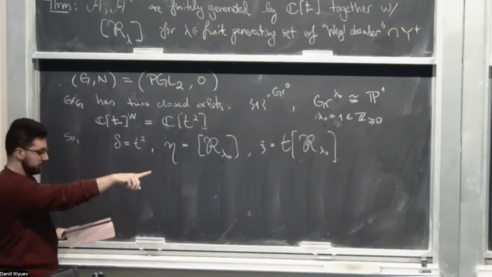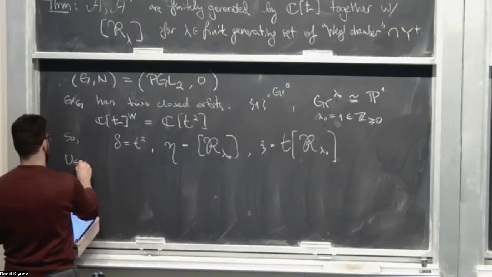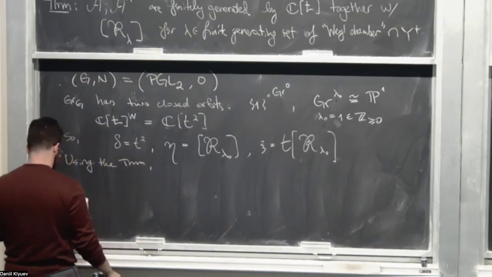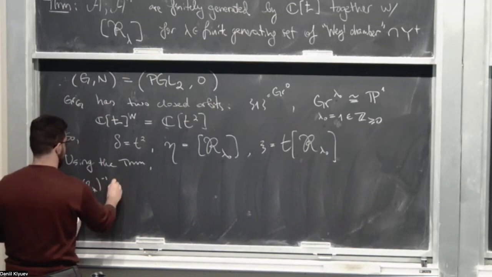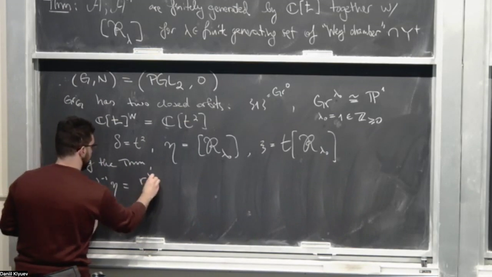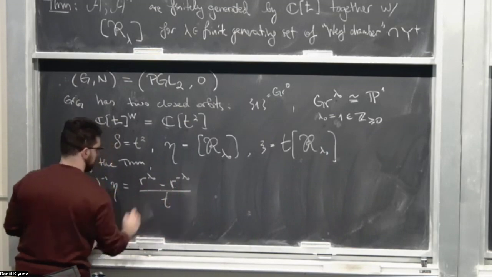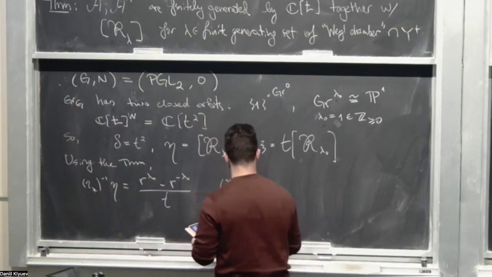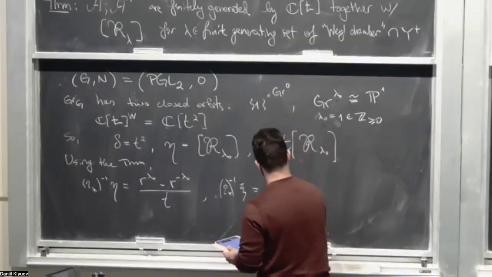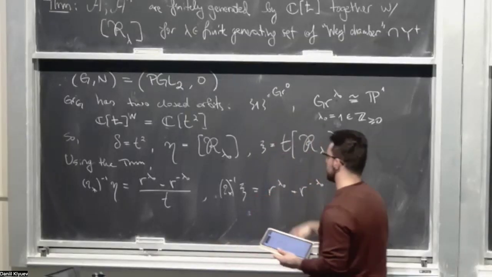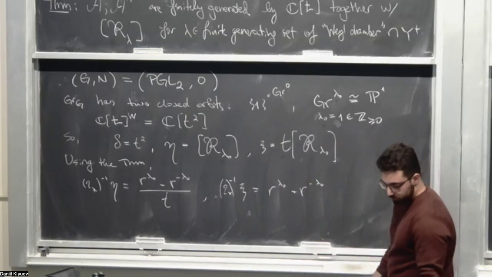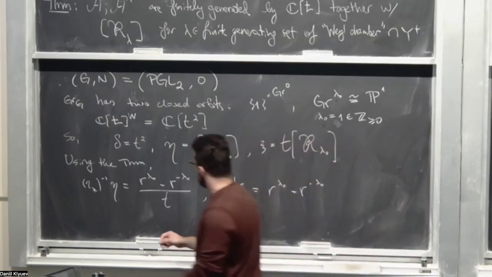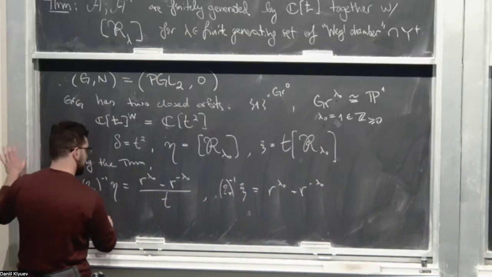And these generate A. Then using the theorem, you can compute that iota star inverse of eta is R lambda minus R minus lambda over t. Then C gives you a plus, I think, and no t, because there's already a t. And from here you can spot a relation that exists. I'm going to drop the iota star.